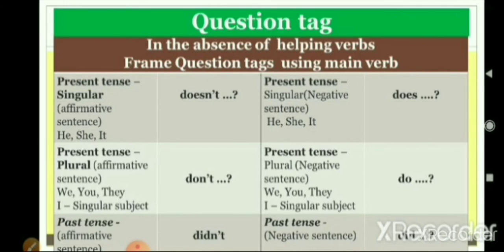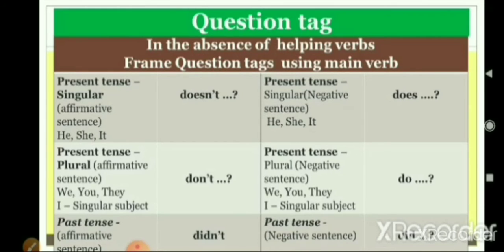An appropriate pronoun of the subject is added to the verb to form the tag. So as I told you, doesn't he? Doesn't she? Doesn't it? He, she and it are pronouns.